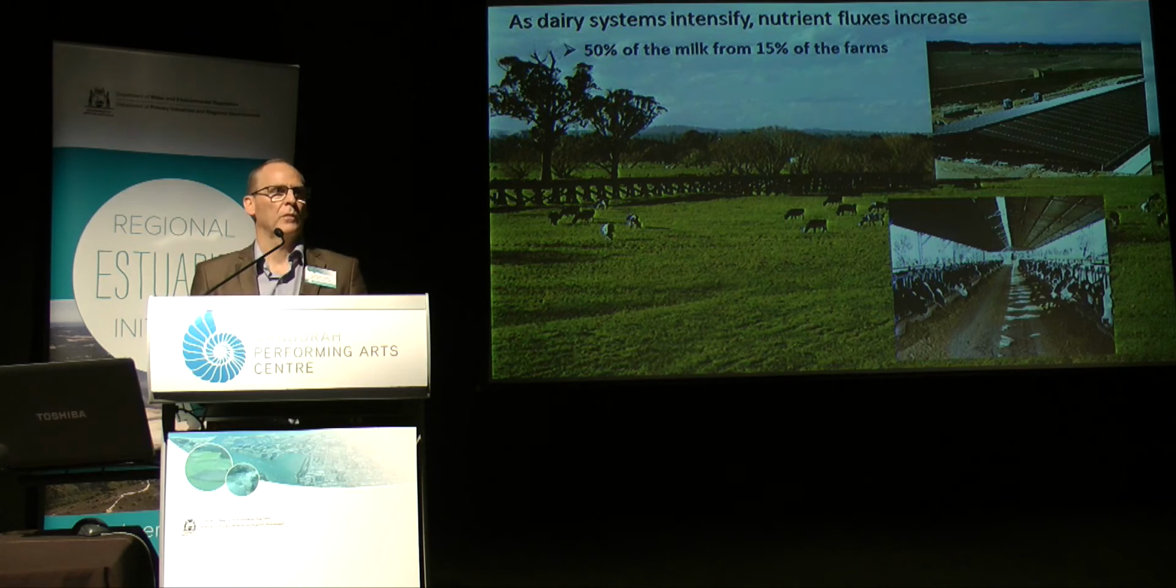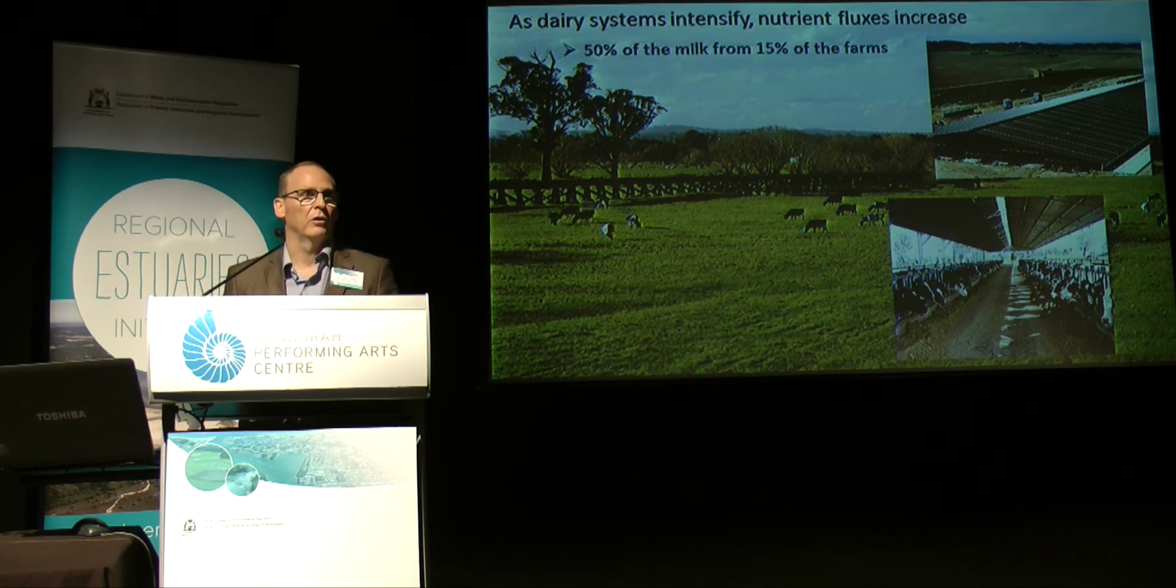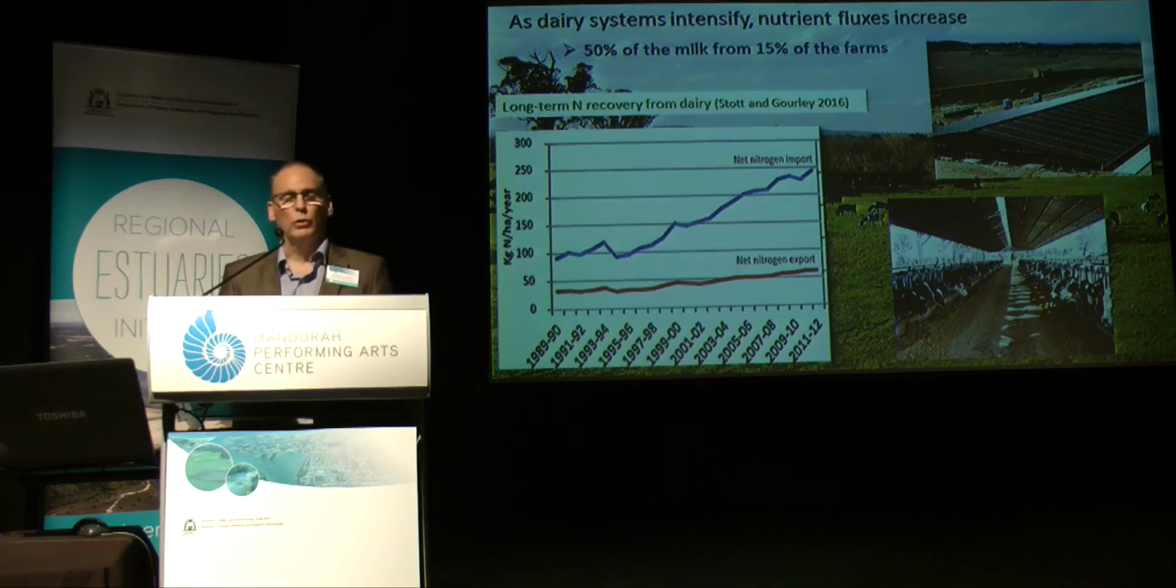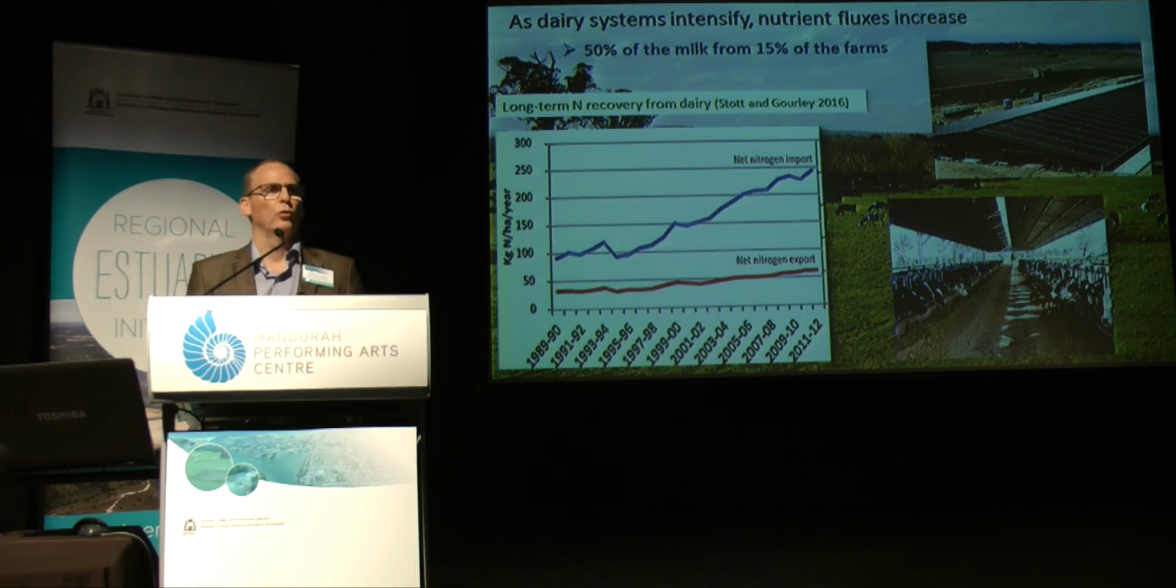bringing on board. It's interesting to note, as I've said here, that our farms are getting fewer in number but larger in size. And in fact, 50% of the milk that's produced in Australia now comes from just 15% of the farms. So we're interested in this nitrogen recovery story as the industry intensifies.